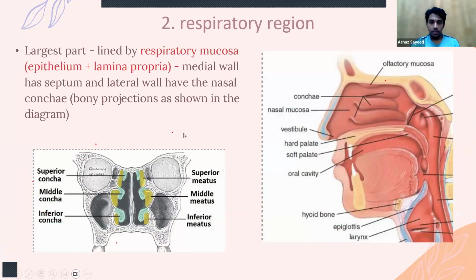The respiratory region. Okay, we are done with the nasal vestibule, and now we are talking about the respiratory region. Now, the respiratory region starts getting a bit interesting. How? First of all, it is the largest part of the three, and it's lined by something called the respiratory mucosa. Okay, the respiratory mucosa has an epithelium and something called a lamina propria.